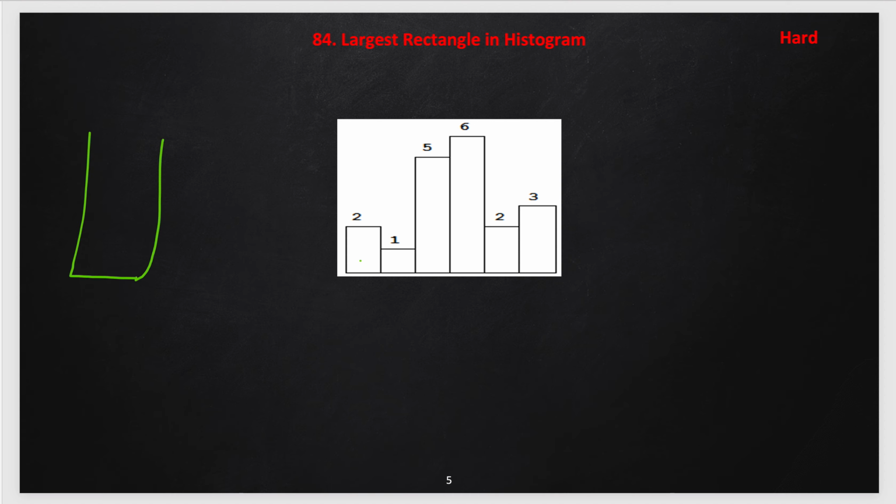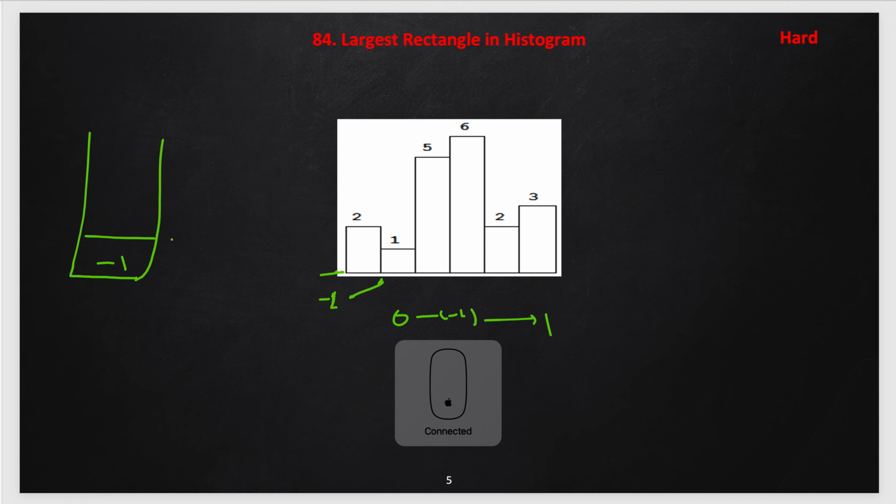Initially, for calculation purposes, we will add an imaginary -1 index to the stack, so that we can easily calculate the width. When we are on index 0, the width will become 0 minus -1, which is 1. That is the reason we add an imaginary -1 index in our stack, and it also helps us check the emptiness of the stack.